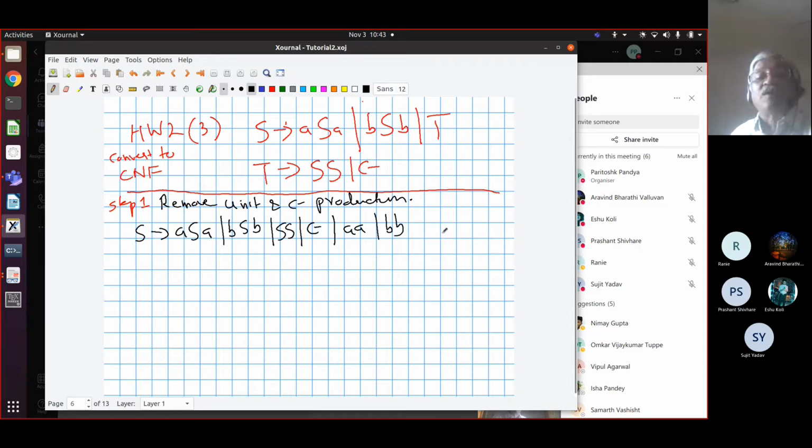So this is the new grammar that I get. And of course I have T goes to SS and T goes to epsilon still remaining, right? So this is my extended grammar, which I obtained by adding rules which doesn't change the language. Agreed? This was our step 1.